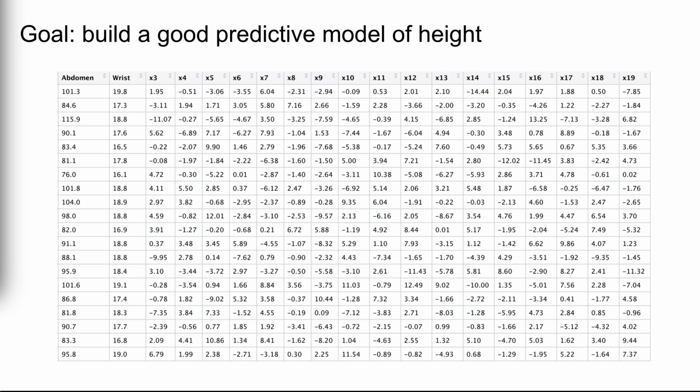Suppose we wish to build a good predictive model of height using the data here on 20 subjects and the 19 possible predictors shown here. These predictors include abdomen circumference, wrist circumference, and 17 nonsense variables, x3, x4, up to x19. These nonsense variables are simply collections of random numbers. Now, if we use too many predictors in our model, we risk overfitting the model to our data. But if we use too few, we risk ignoring important information about height.